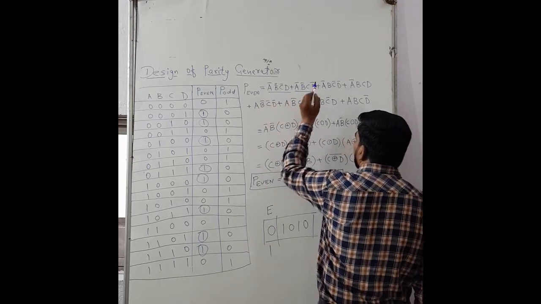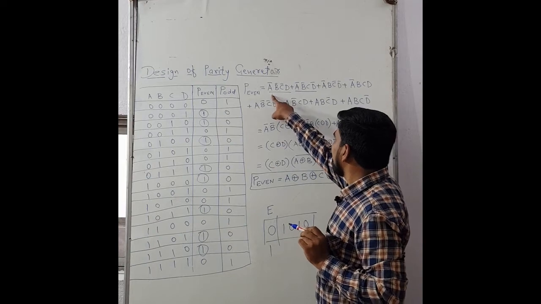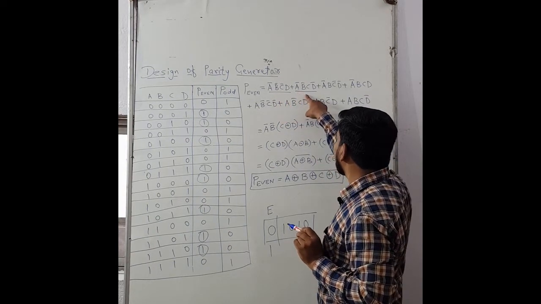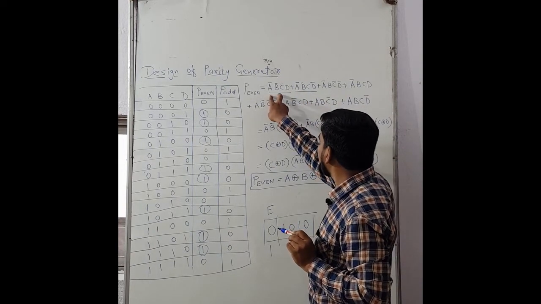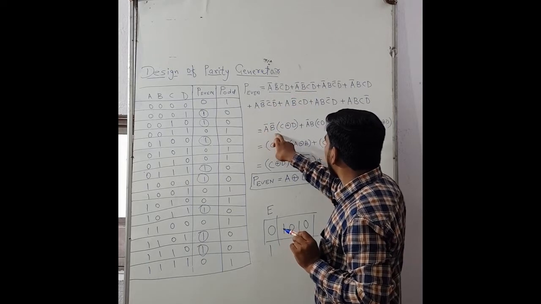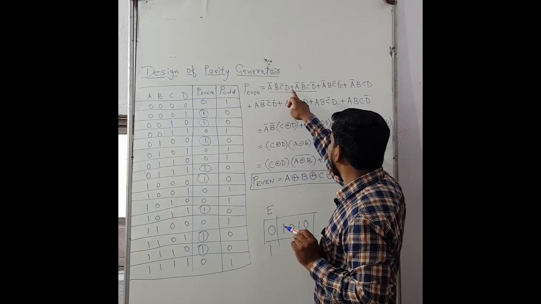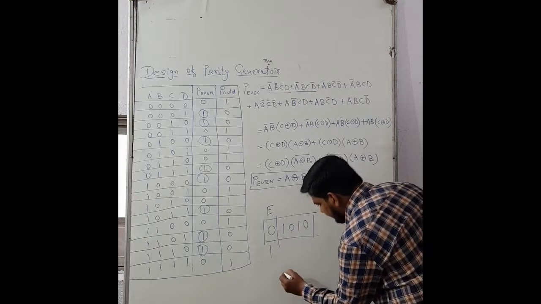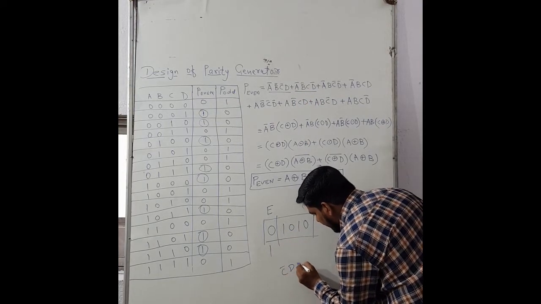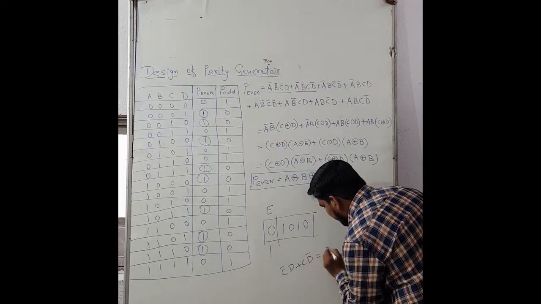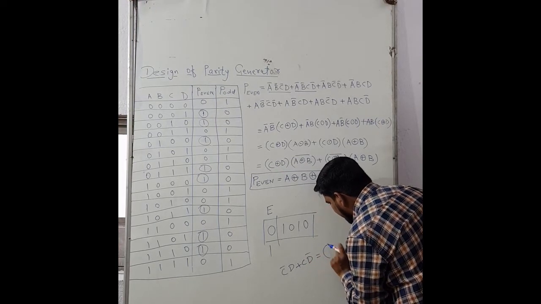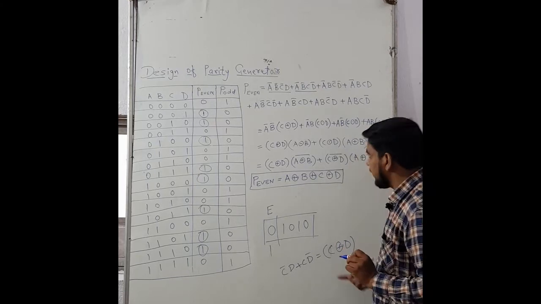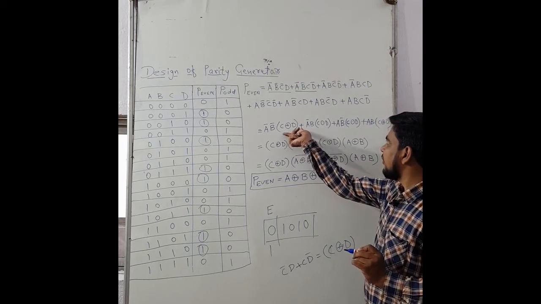From these two terms, a bar b bar c bar d and a bar b bar c d bar, if we are taking a bar b bar common, then in the bracket we are getting c bar d plus c d bar, which is the output expression of c XOR with d. So we are writing c XOR with d.